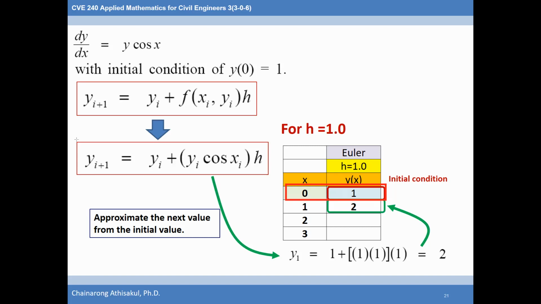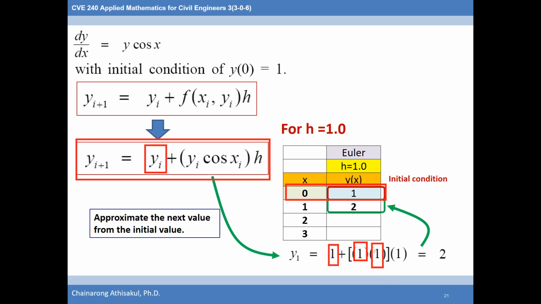After that, we apply the Euler method by substituting x equal to 0 and y equal to 1 into this equation. So yi is equal to 1, plus yi, that is equal to 1, times cosine x, where x is equal to 0 now. Substituting x equal to 0 into the cosine function, we get 1. And substitute h, this is the last one. After that, we get y1 equal to 2.